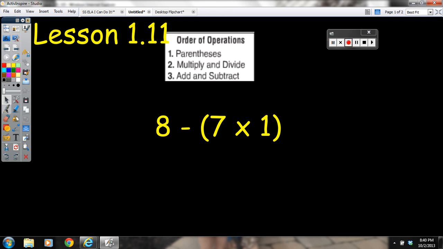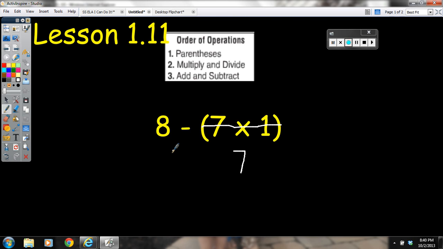So if we're following our rules for the order of operations for this problem, we first check the numerical expression. We see that there are parentheses here. We solve whatever is in those parentheses first, and we know that 7 times 1 gets us 7. And what I want you to do is cross out the 7, the multiplication sign, and the 1, along with the parentheses.